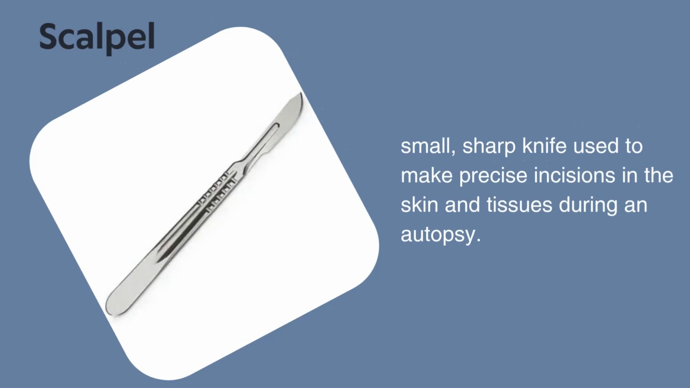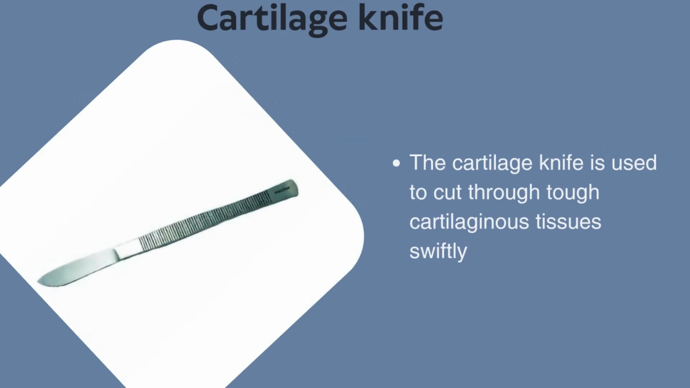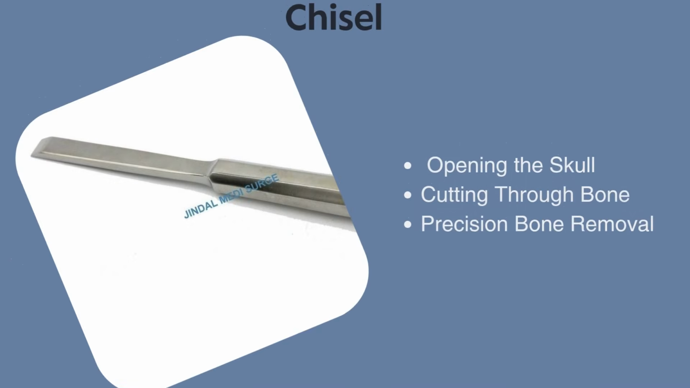So, the first one is scalpel. It is a small, sharp knife that is used to make precise incisions in the skin and tissues during an autopsy. Next is cartilage knife. It has a broad, slightly curved blade and is used to cut through tough cartilaginous tissues swiftly. Next is chisel. It is used for opening the skull, cutting through the bone, and in precision bone removal.